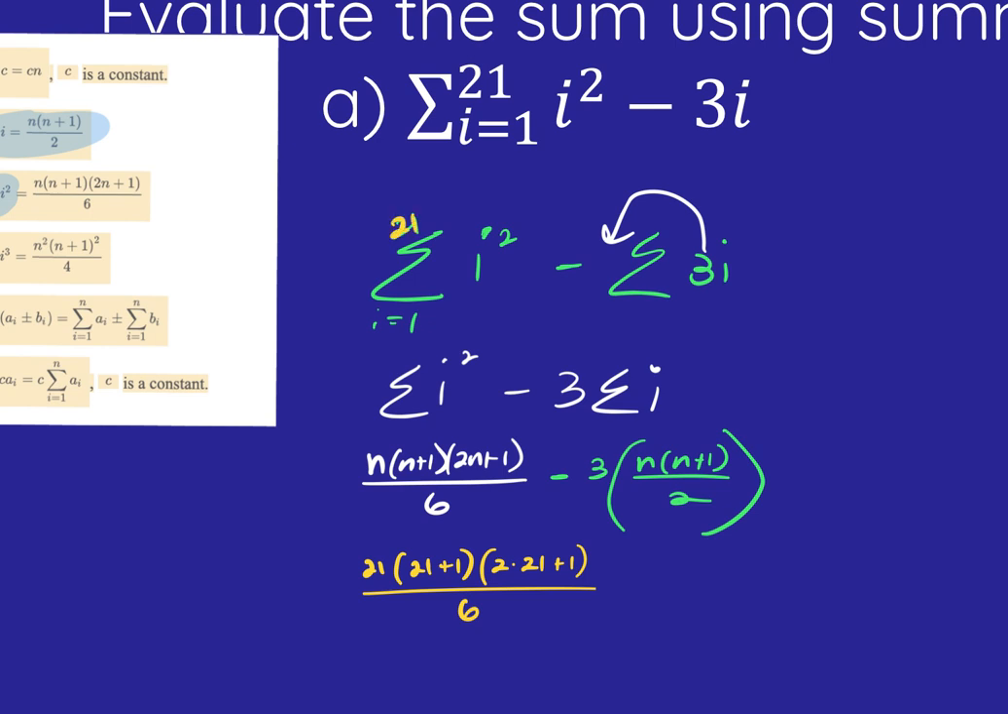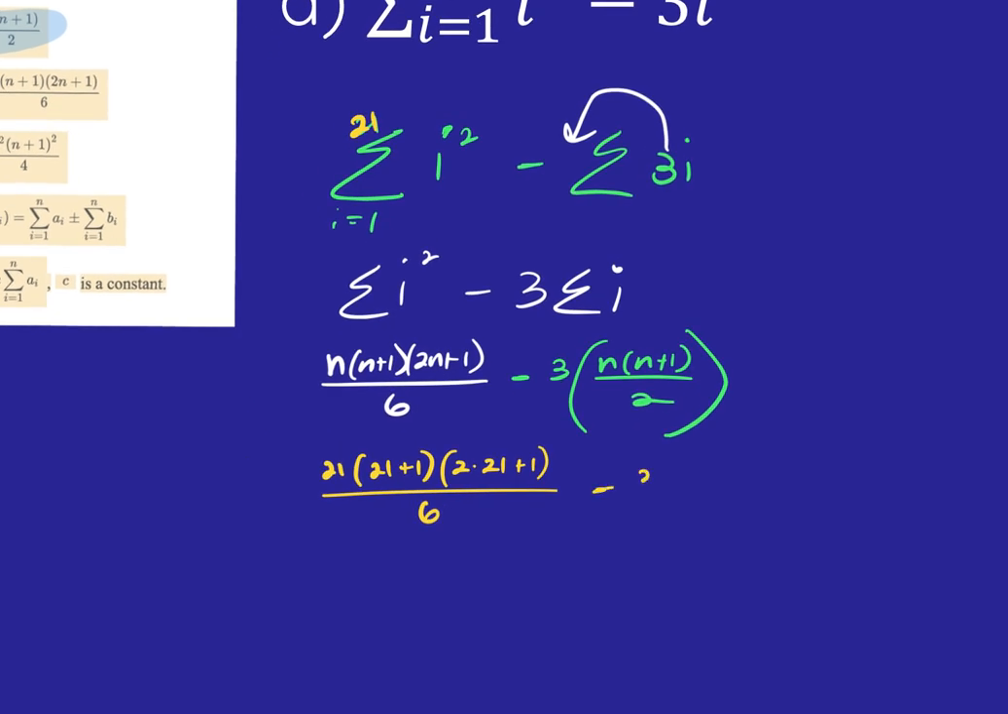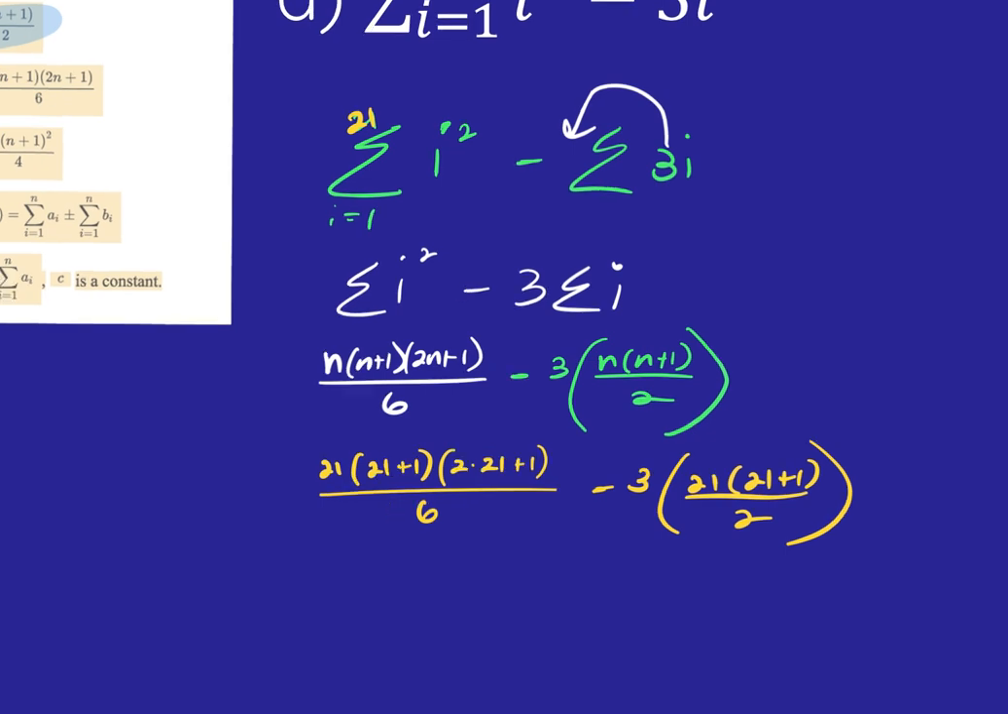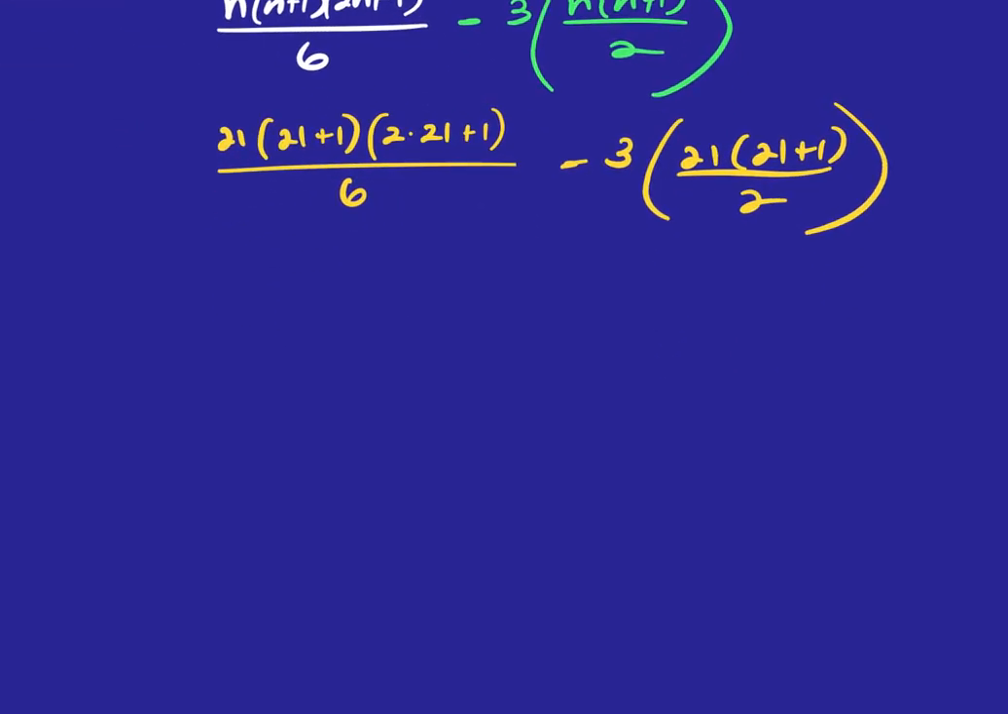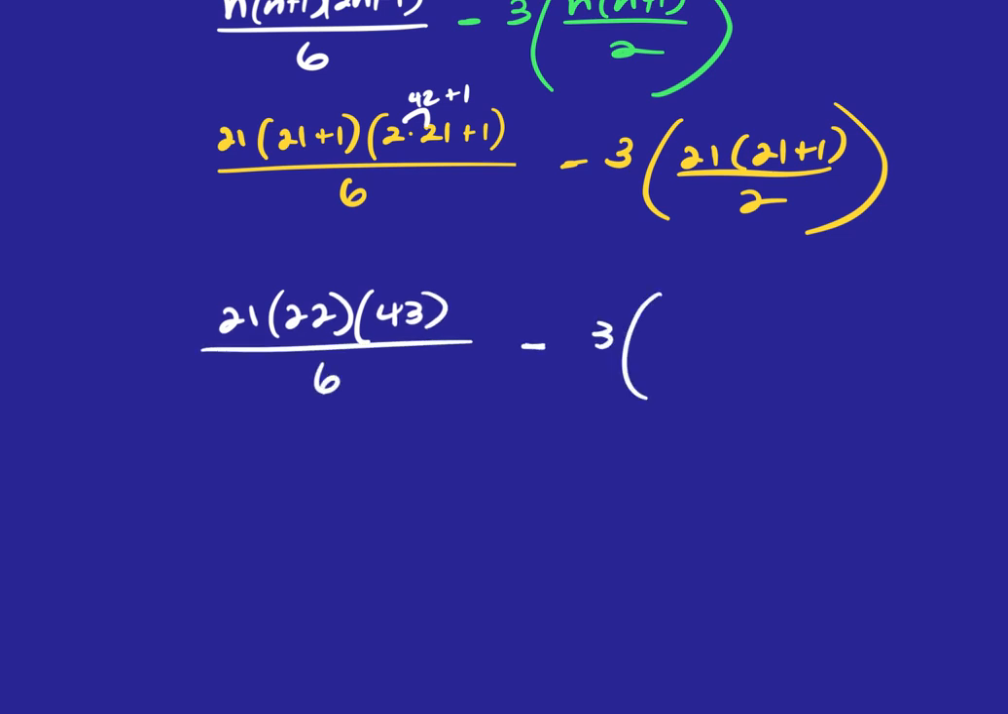Yeah, this is a 21. Thank you. I was like, I didn't write 4, did I? 3 times 21 plus 1 all over 2. And we can type that whole thing in and let the calculator do the work, or you can simplify a little bit. 21 times 22 times, this is 42 plus 1, 43, over 6, minus 3 times 21 times 22 over 2. And again, you can reduce, you can put your denominators in, you can do whatever you want to do there, or you could simply type it all the way out.